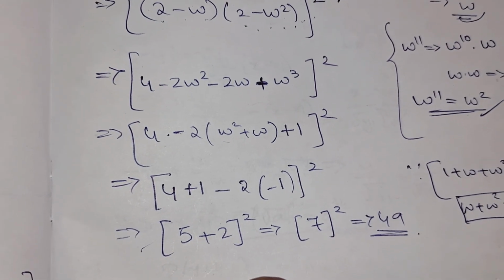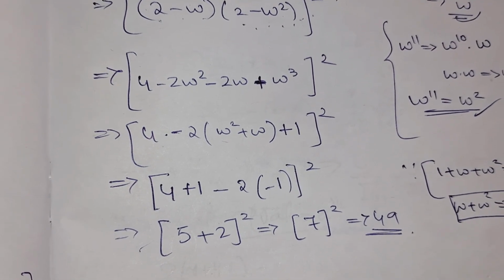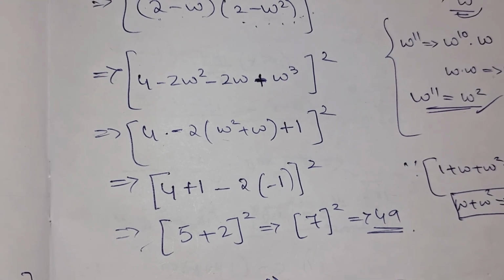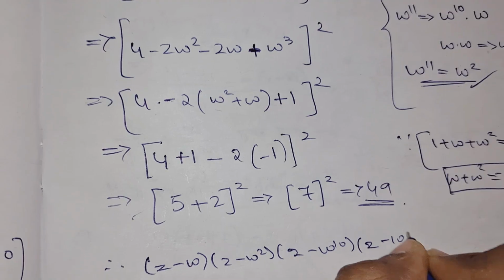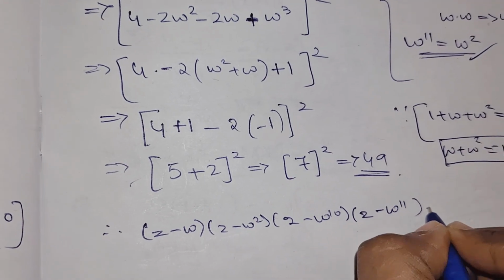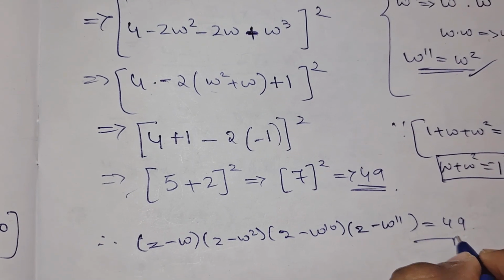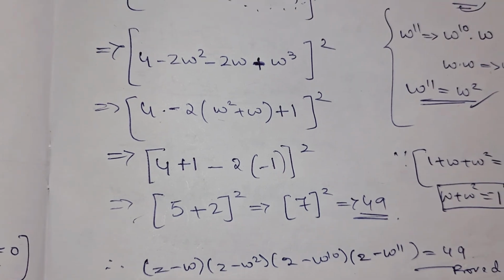Therefore 2 minus omega square, 2 minus omega to the power 10, 2 minus omega to the power 11 is equal to 49. Proved.